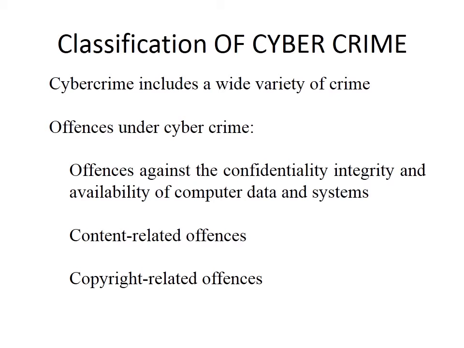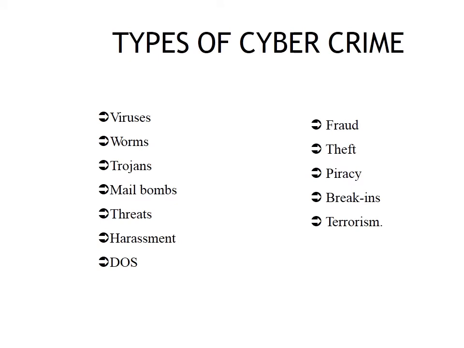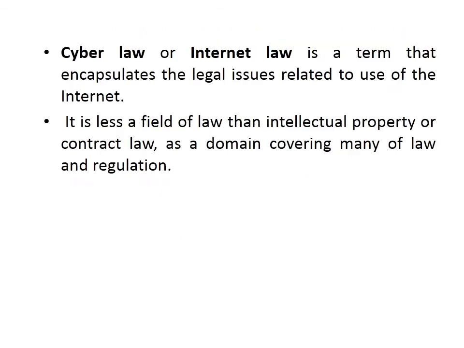And classification of cybercrime. Cybercrime includes a wide variety of crime. Offenses under cybercrime may be against the confidentiality, integrity and availability of computer data and systems. Content related offenses, copyright related offenses, also cybercrime. That could be viruses, worms, trojans, mail bombs, threats, harassments, DOS, denial of service, fraud, theft, piracy, break-ins, terrorism. All these come as different types of cyber crime.